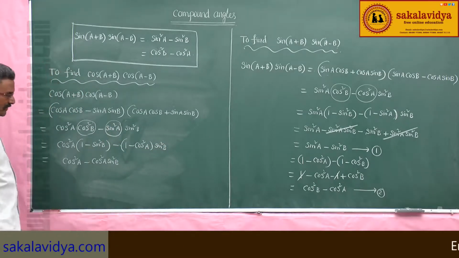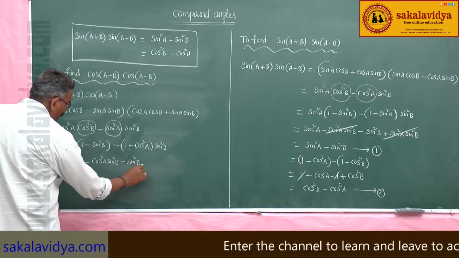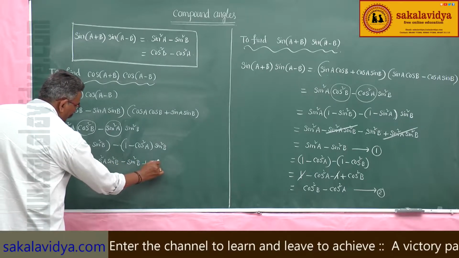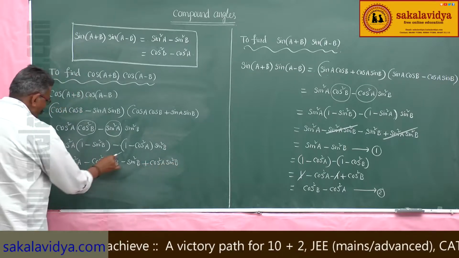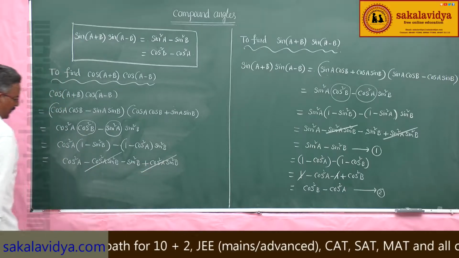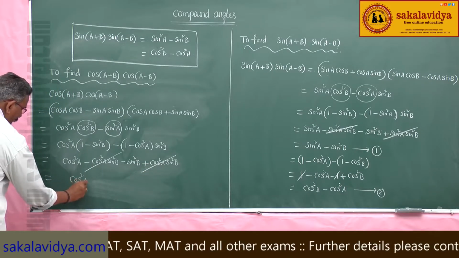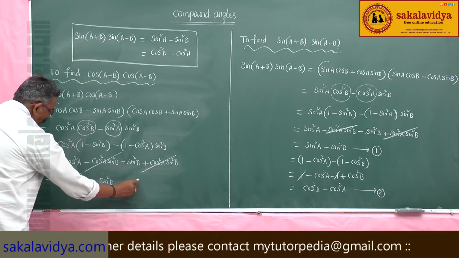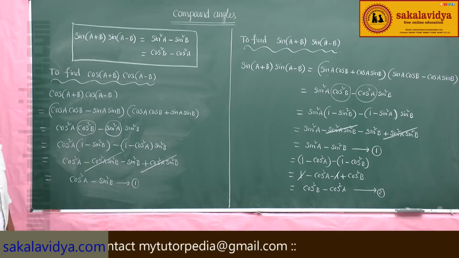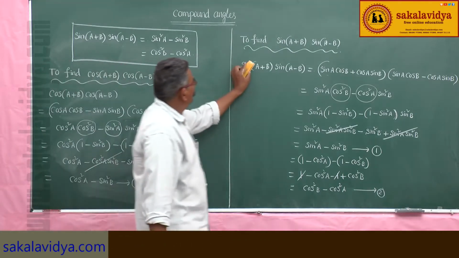Now what do you get? You see, minus sin square B and plus cos square A sin square B. These two get cancelled. We have cos square A minus sin square B. Say equation 1. Now change cos square A in terms of sin, sin square B in terms of cos.